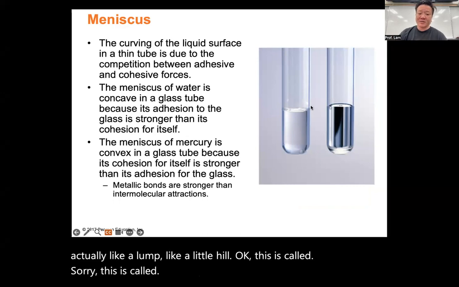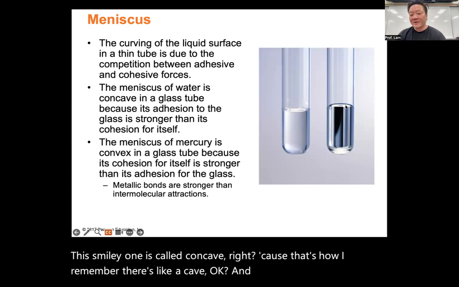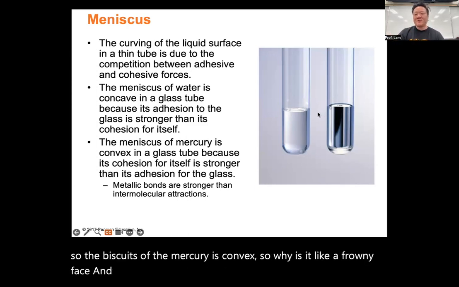This smiley one is called concave, right? Because that's how I remember it. There's like a cave, okay? And then this one is convex. So the meniscus of the mercury is convex. So why is it like a frowny face and not a smiley face? Well, it has to do with IMFs.